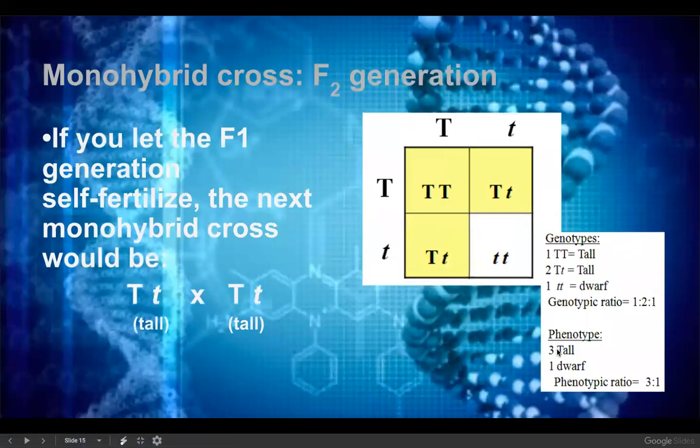If you let the F1 generation self-fertilize, the next generation would be what you're looking at here, a capital T with lowercase t and a capital T with lowercase t. And now if you look inside, we get the short variety back again. Remember the F1 generation, they were all tall. Now, because they're recessive, two small t's inherited together produce a short plant. So the F2 generation is what you're looking at inside of here.